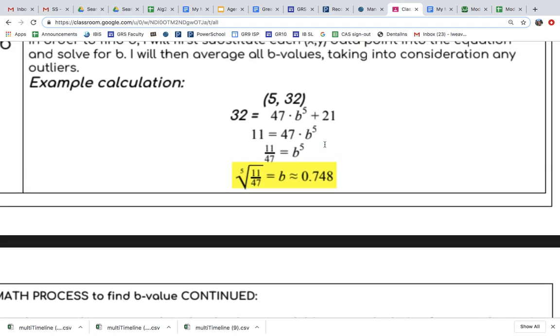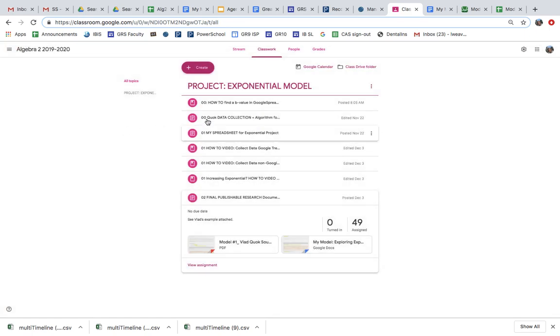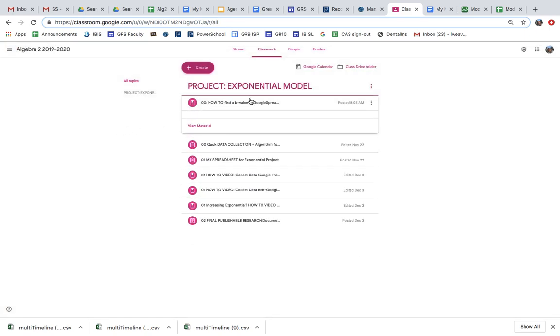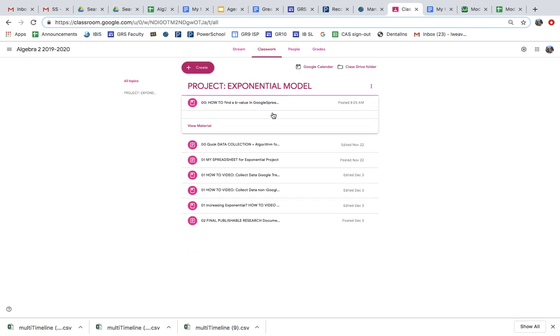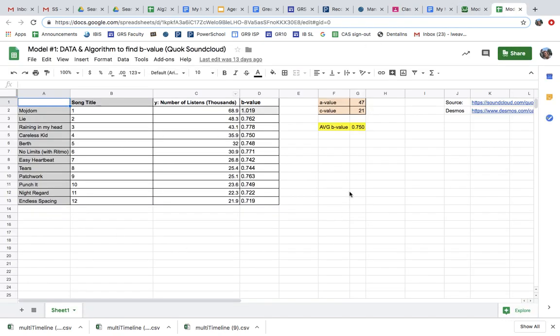Once you show an example to your audience, dear audience, here's an example of how you calculated your b value, you could do it by hand for the rest of your data points. But that would be working way too hard. So a friendly reminder that as an assignment in the past, I taught you how to find a b value in Google Spreadsheets. And so you might want to go back to that YouTube video here working with our example QUOC data collection to remind yourself how to get a b value in Google Spreadsheets, and then you can actually do that within your spreadsheet.